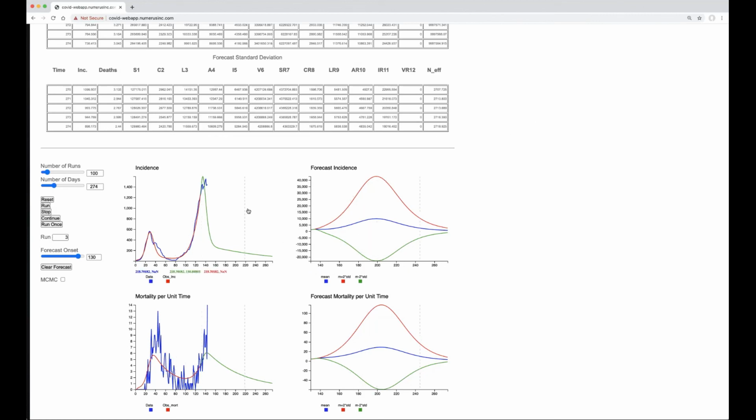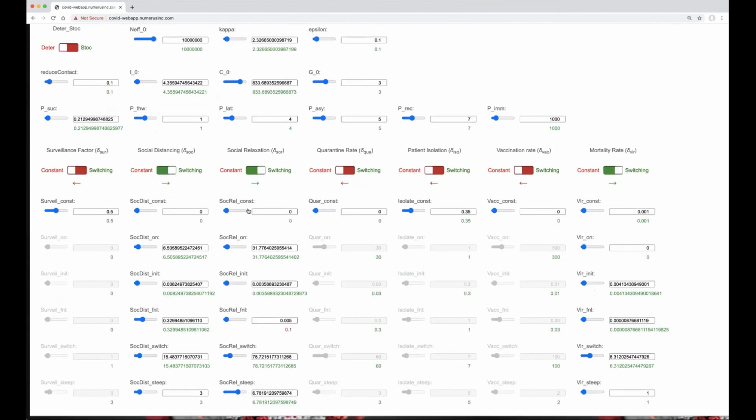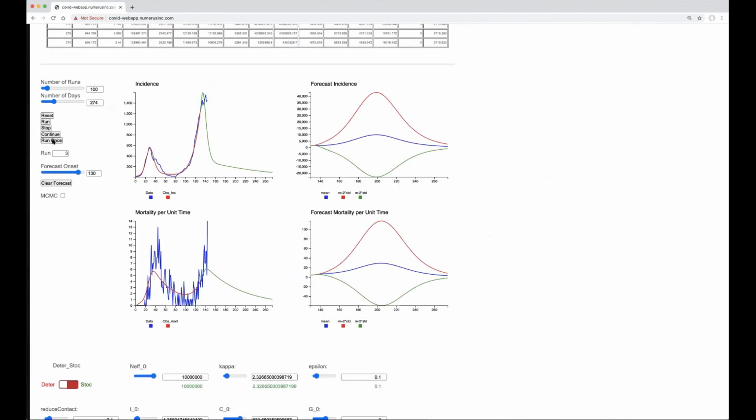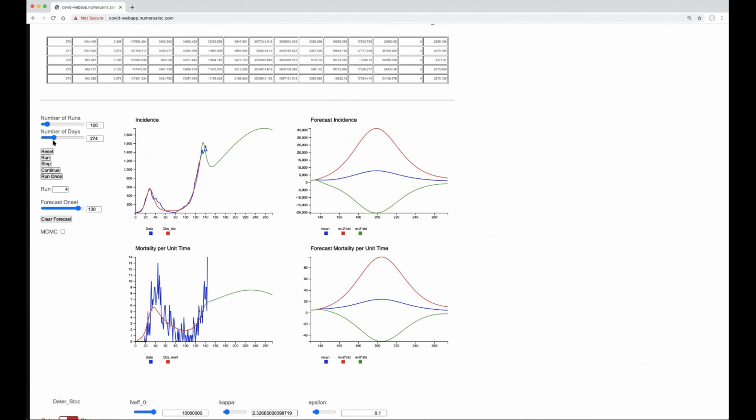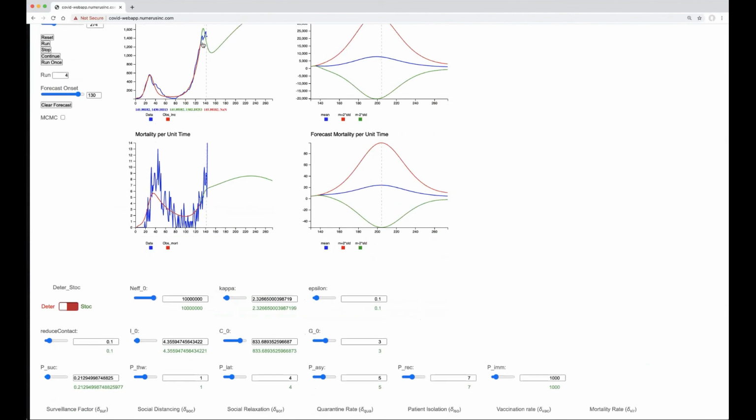If we only reduce the social relaxation as it was at the end of July by 80%, so we make that 0.02, and now we run again, you'll see that we haven't done very much to reduce the current outbreak. We've just managed to flatten the curve. Now, if you look at this, you can see that these are deterministic runs.